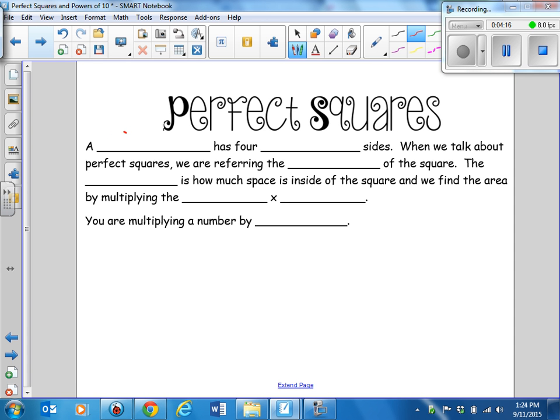So a square has 4 equal sides. So all the sides are the same length. When we talk about perfect squares, we are referring to the area of the square. And the area is how much space is inside the square. And we find the area by multiplying the length times the width. So we are multiplying a number by itself.